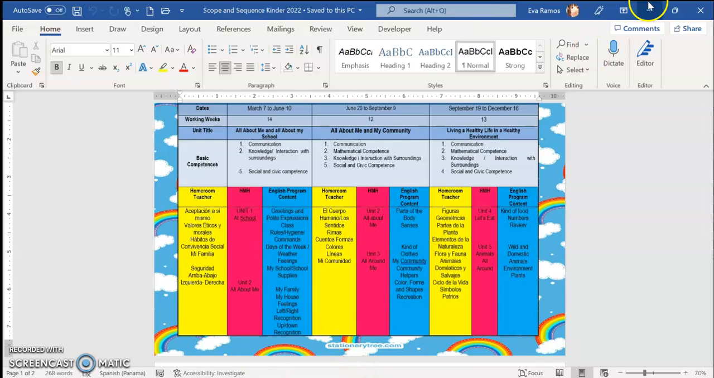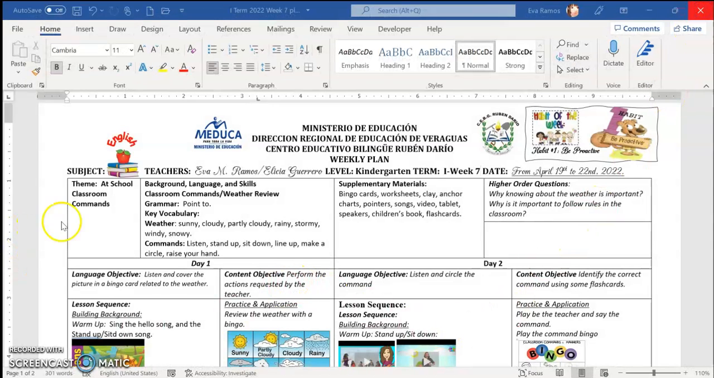And let me close this presentation. So I'm still on the at school theme. Yesterday I was focusing on some classroom commands, and of course this week at my school we are celebrating our anniversary, so I'm going to use part of the theme at school to connect to our celebration.